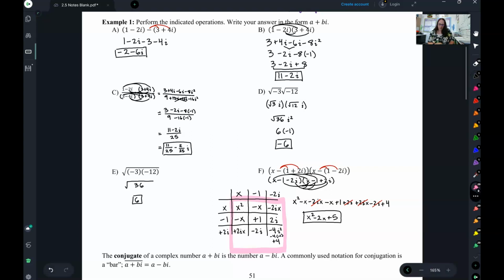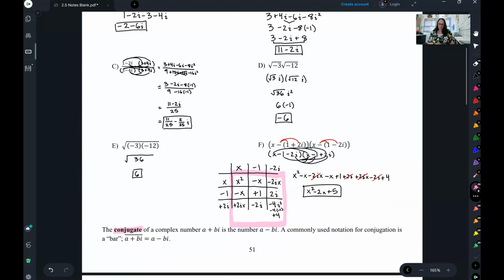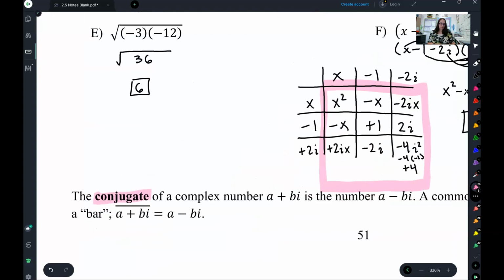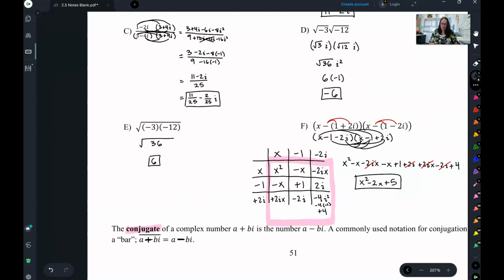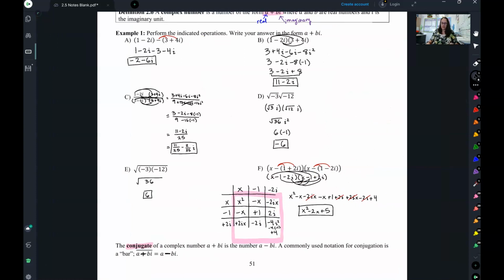And down here you do have your definition of your conjugate. We'll commonly use this little bar right here. That bar means conjugate. And that just means you change the middle sign from whatever it is to the opposite sign. So that's some basic complex number stuff.